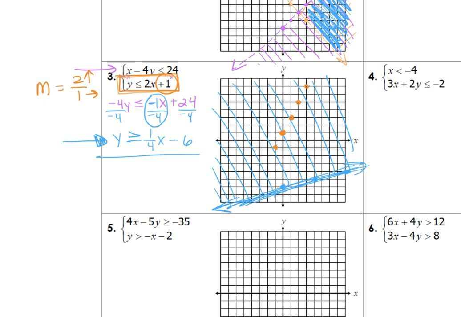Is this solid or dotted? Solid. This is solid. Okay, how do you say this symbol? Y is less than or equal to. Where do you go? Down. Below. So below the line is where your y values go lower.